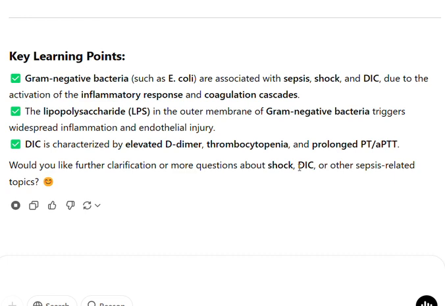Key learning points. Gram-negative bacteria, such as E. coli, are associated with sepsis, shock, and DIC due to the activation of the inflammatory response and coagulation cascades. The lipopolysaccharide, LPS, in the outer membrane of gram-negative bacteria triggers widespread inflammation and endothelial injury. DIC is characterized by elevated D-dimer, thrombocytopenia, and prolonged PT and aPTT.